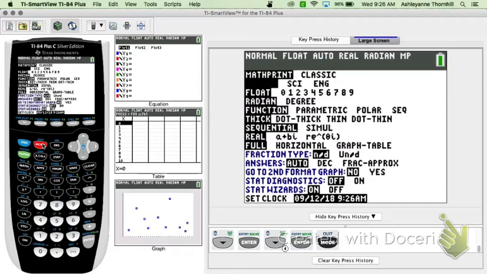To turn them on, you need to go to mode and scroll all the way down to stat diagnostics, right above stat wizards. I've never found out what stat wizards are, but it's on. Stat wizards are on. Don't turn them off.